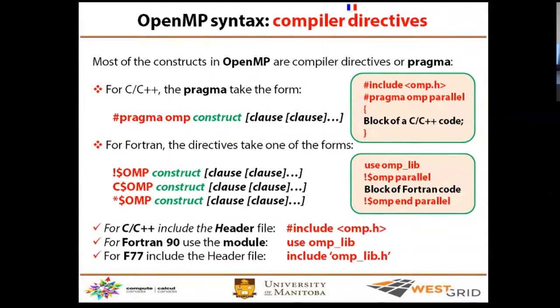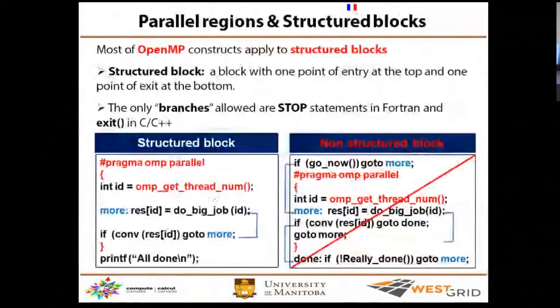So the first thing to do is to define the region you want to parallelize and add this directive, #pragma omp parallel for C and $omp parallel in Fortran, and of course the header and the module. Now, where to put the parallel region?